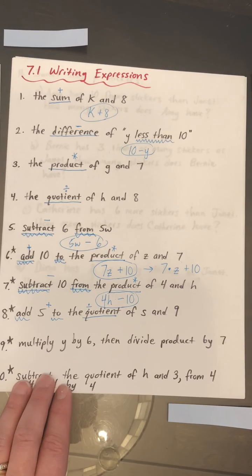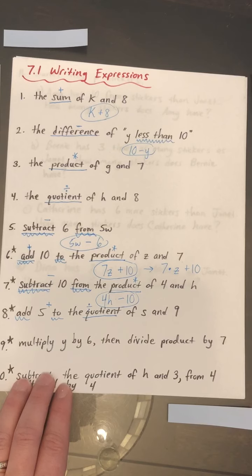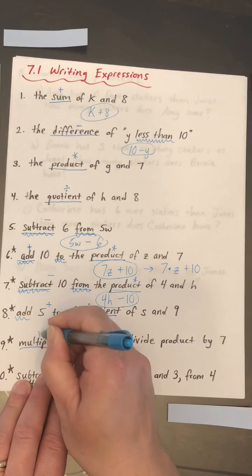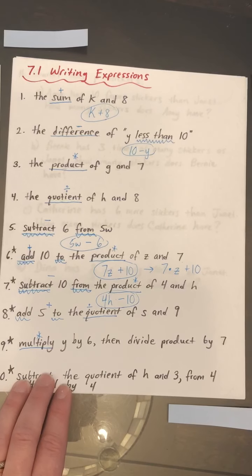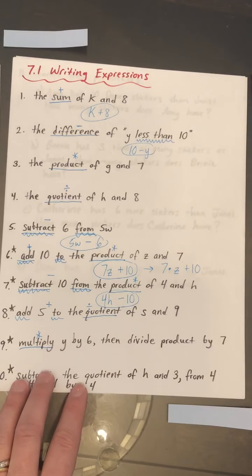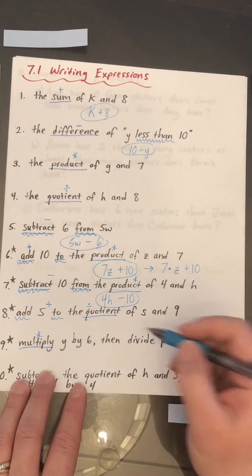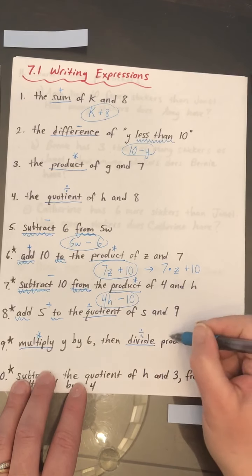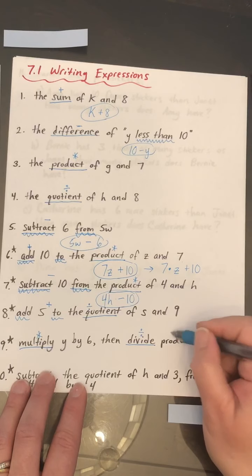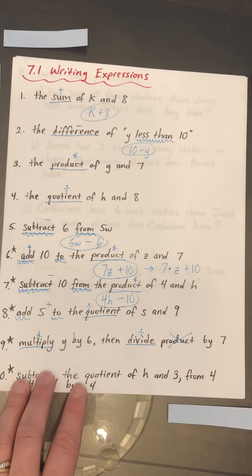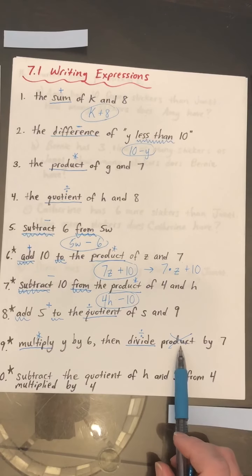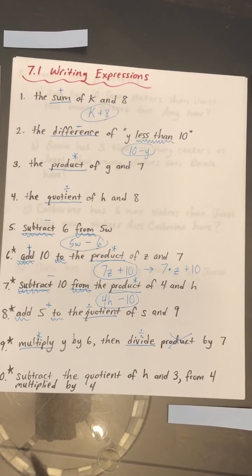All right, let's take a look at number 9. Multiply y by 6. Ooh, multiply is a keyword. It's not highlighted though, so I'm just going to underline it. And then it says, then divide the product by 7. Then divide. And this idea of saying then divide the product, they just mean then divide the answer or whatever you get from your multiplication. So I'm just going to say that that's extra information I don't really need.